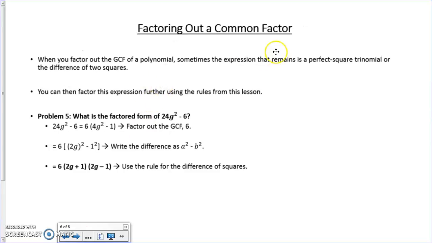Factoring out a common factor. When you factor out the GCF of a polynomial, sometimes the expression that remains is a perfect square trinomial or the difference of two squares. You can then factor this expression further using the rules from this lesson.